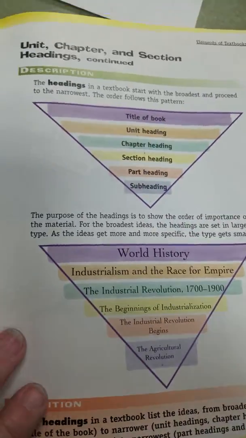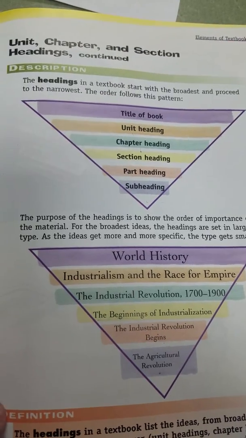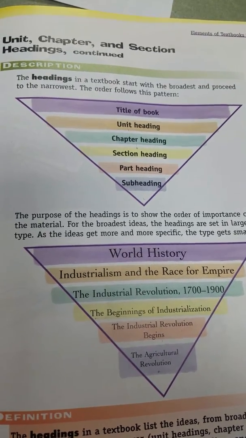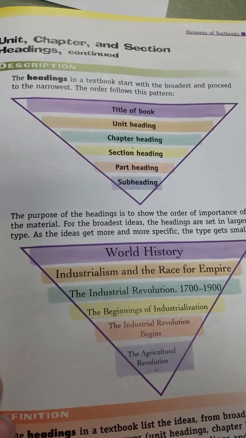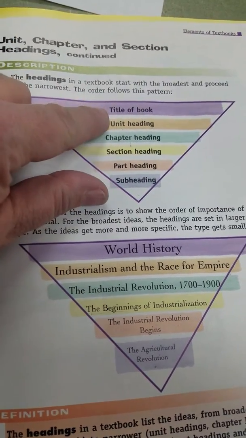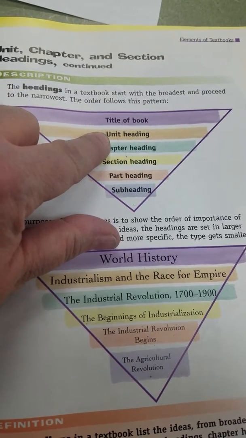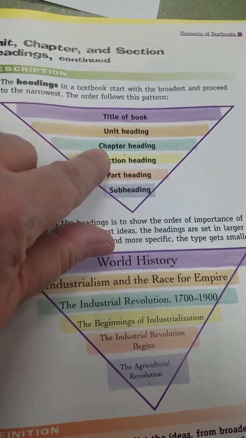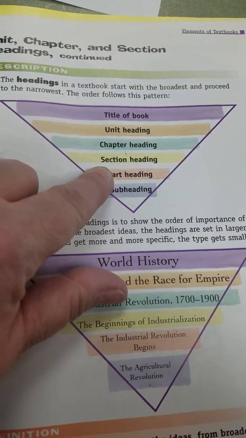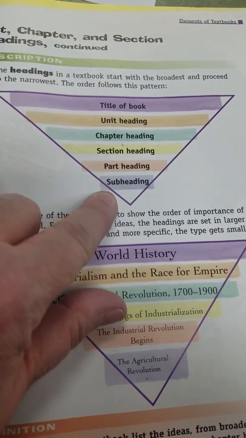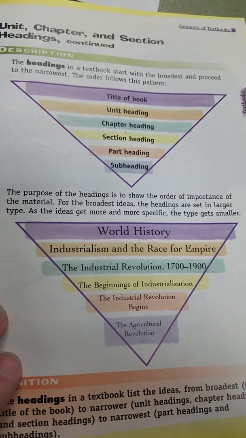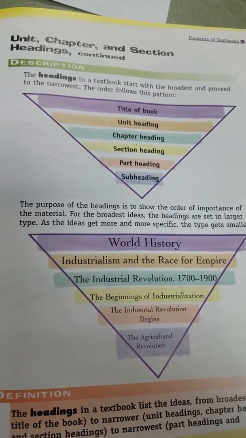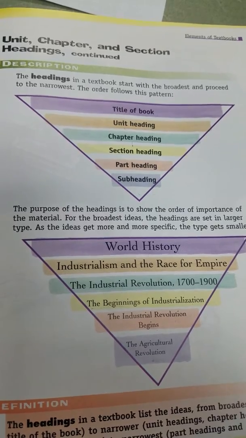Okay, now we're going to come over here and you see unit, chapter, and section headings. There's a description: headings in a textbook start with the broadest and proceed to the narrowest. The title of the book is going to be really, really big. Then the unit heading is a little smaller, smaller than that will be the chapter heading, smaller than that the section heading, then the part heading, and then the subheading. The purpose of the headings is to show the order of importance of the material, starting with the broadest and getting more narrow.